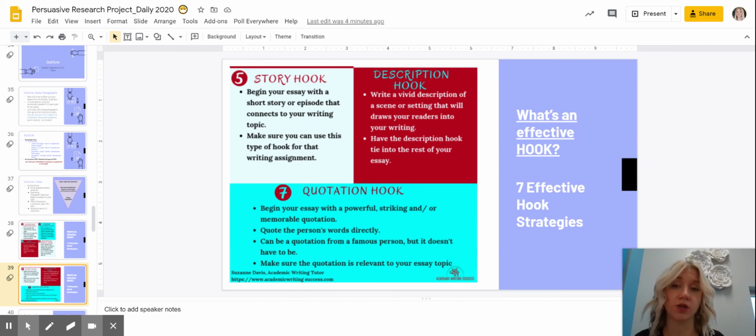You could also do a quotation hook. This is where you can use a powerful or striking quote from one of your pieces of research, okay? If it's a quote, it's word for word, right? You still have to do the citation. If you're doing a statistic that you don't quote word for word, but you paraphrase, you still have to do the citation afterwards, okay? It obviously should be relevant, and it still needs to be cited in your works cited page.